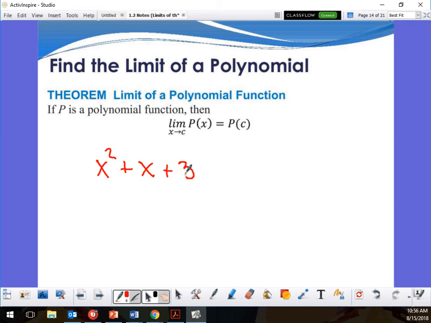A binomial has how many? Two. Okay. A trinomial has. A monomial is one term. Okay, quadrinomial. Four, thank you.